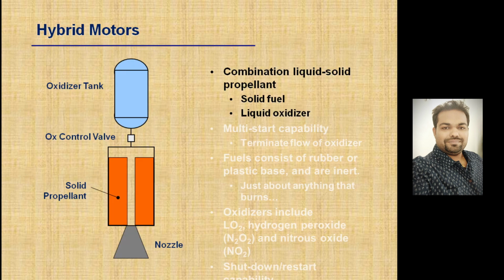If we look at the hybrid motor, hybrid is a combination of two propellants. So fuel will be in the form of solid and oxidizer will be in the form of liquid. So it is a combination of two propellants, right? So look at this tank. This is the oxidizer tank, and the oxidizer tank is fitted with an oxygen control valve.